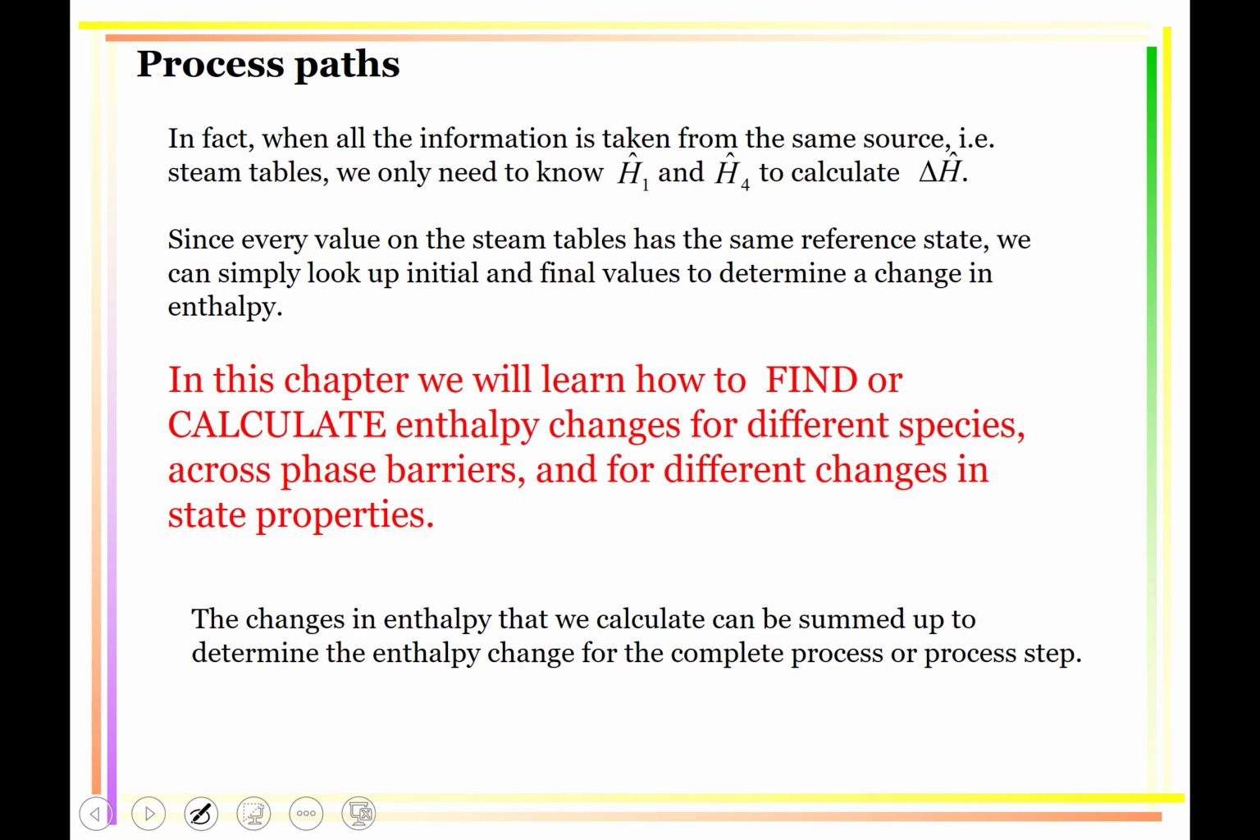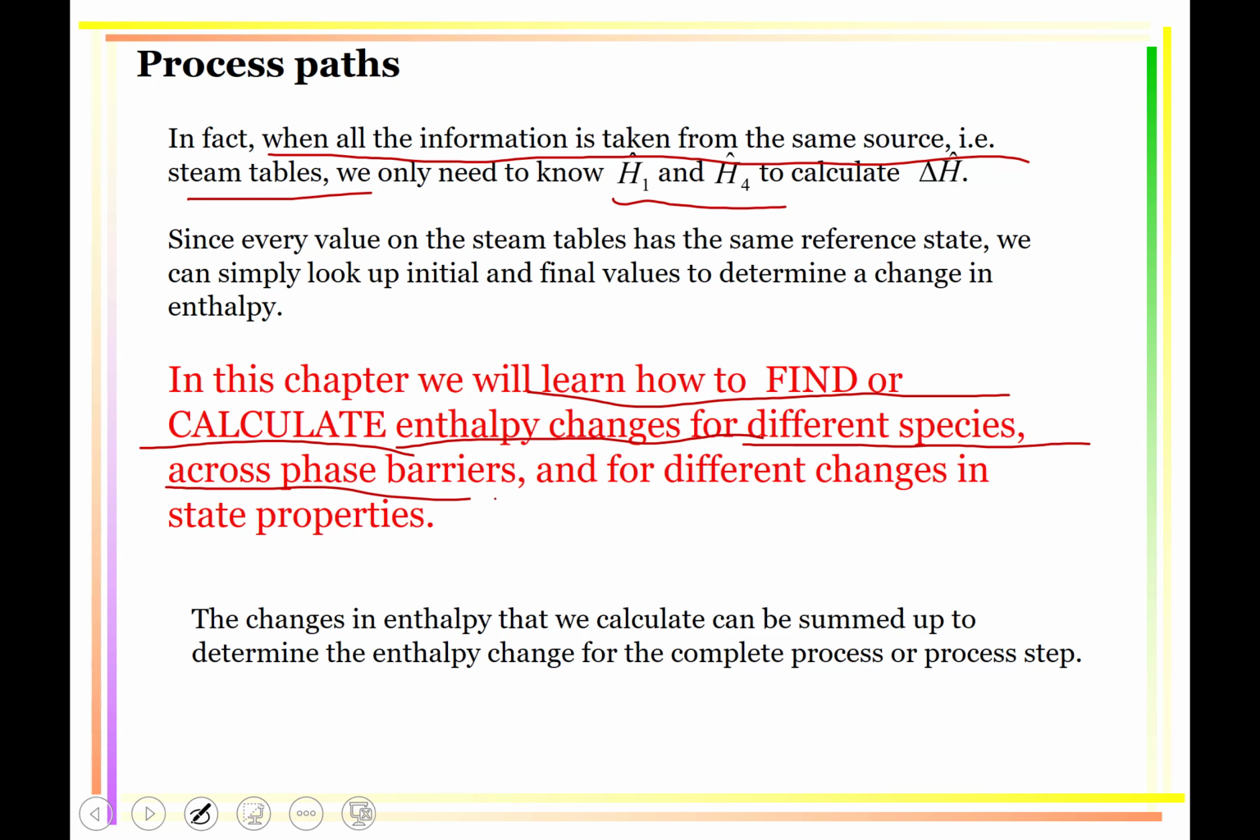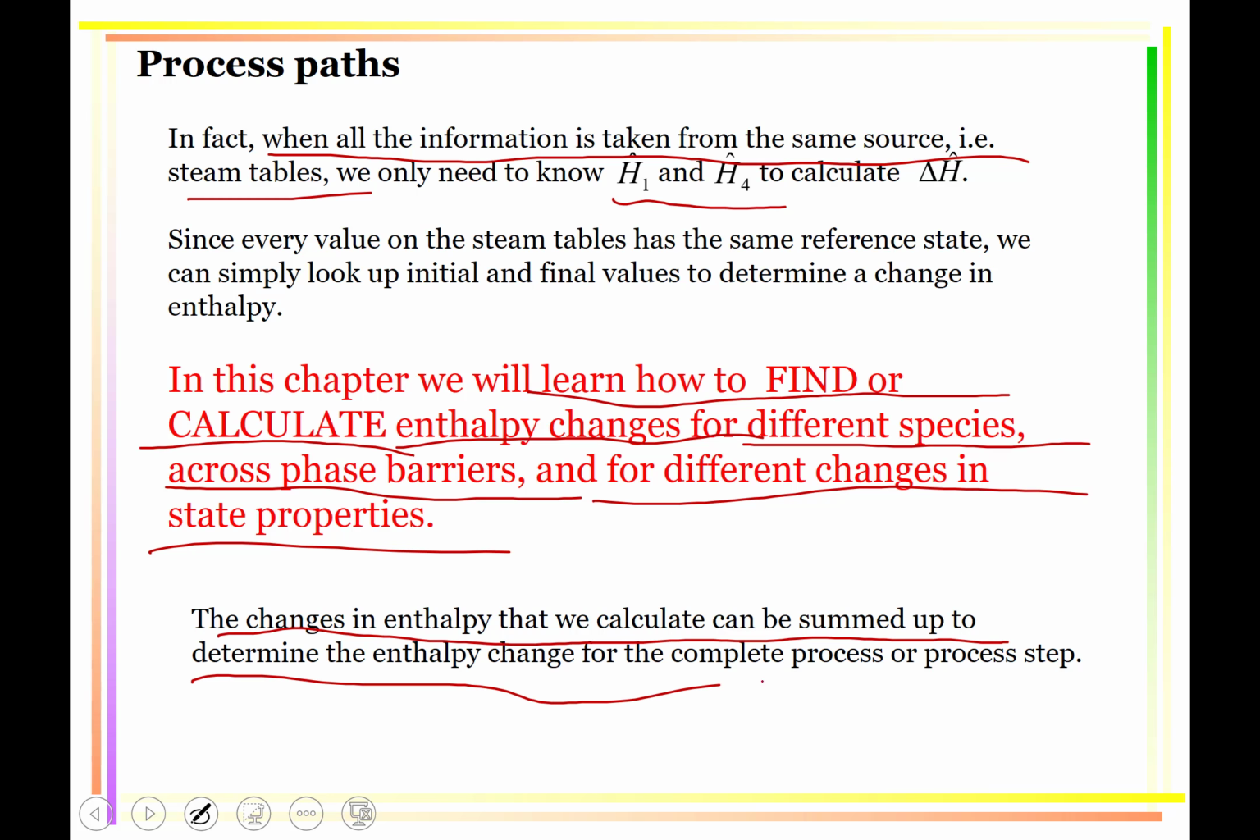So for process paths, ideally, if all the information is taken from the same source, such as the steam tables, we only need to know H1 and H4 to calculate delta H. But there are times that we may need to find it from different sources. So the point of this chapter is that we learn how to find or calculate enthalpy changes for different species, across phase barriers, and for different changes in state properties. So we find enthalpy changes, and then we can sum them up to determine the enthalpy change for the complete process or for a process step.